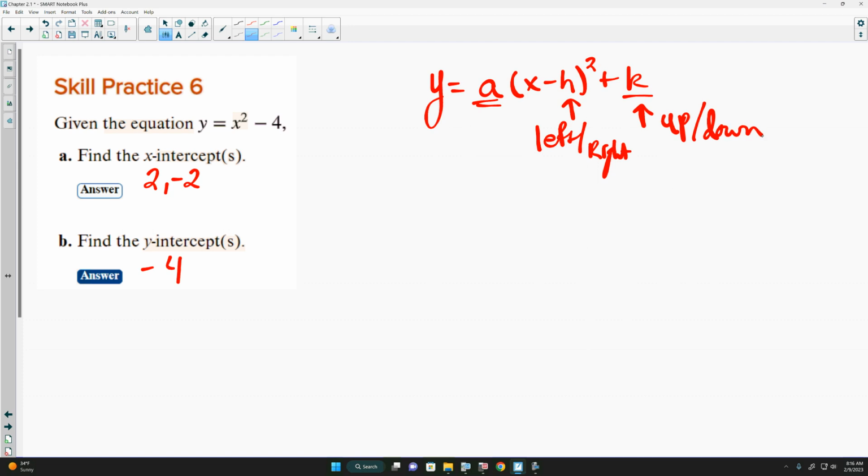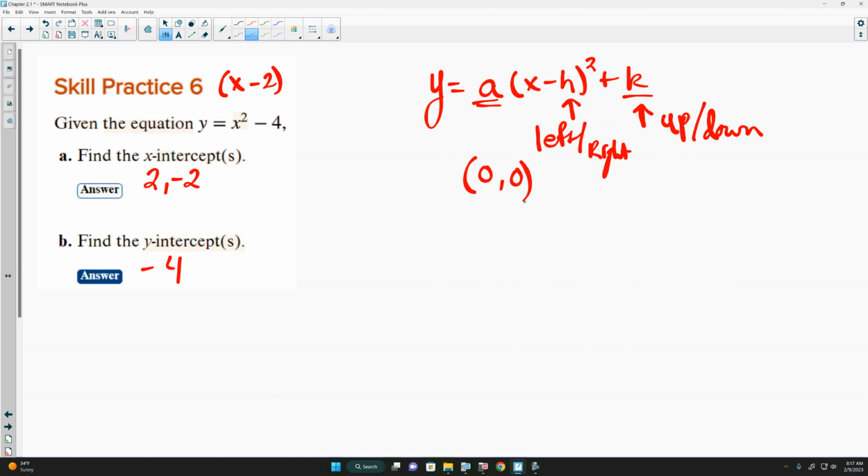Now, we didn't have a left and right movement here. The reason I know that is because left and right's inside parentheses, or absolute values. It's stuck inside there. And it's always opposite of what we think. So if we had inside the parentheses x minus 2, it seems like it would move 2 units to the left. It's actually moving 2 units to the right. Up and down is exactly what we think. So if it's plus 4, it's going to move up 4. If it's minus 4, it's going to move down 4. And the vertex of any quadratic, the highest or lowest point, always starts at 0, 0.